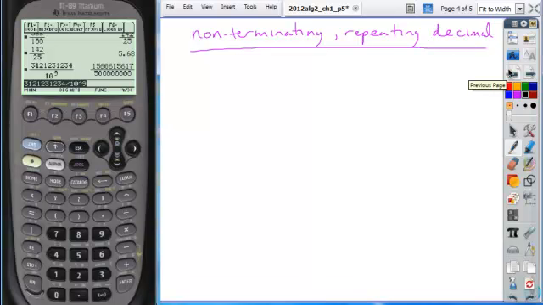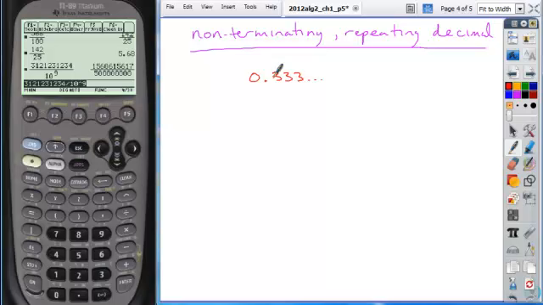So let's talk about non-terminating but repeating decimals. Okay, the one I always use to start with is this decimal. What is 0.3333 continuing? What rational form is that? It's 1/3, right? You're all familiar with that.